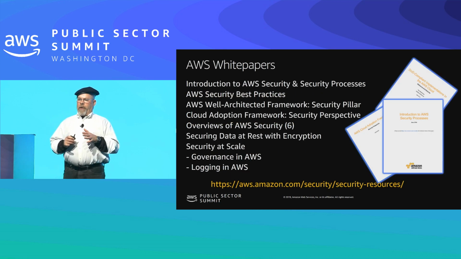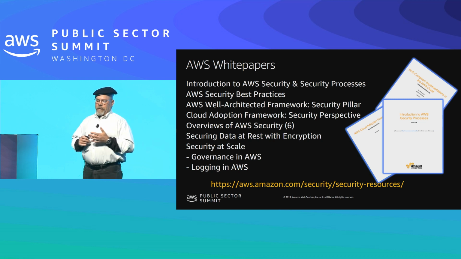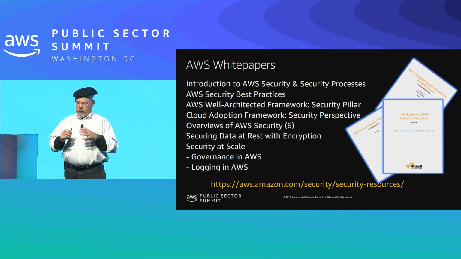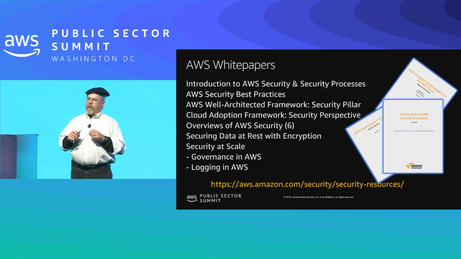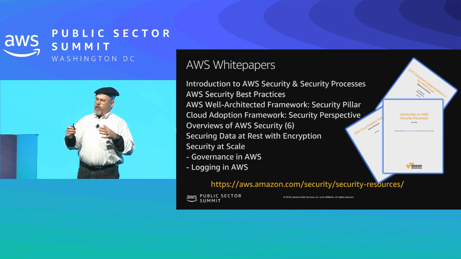Amazon has a lot of white papers around security, and I think we do a great job of documenting everything from best practices to processes. The well-architected framework has a big security section to it. There's 6 different overviews of AWS security. We're really sincere in delivering to you the most secure cloud infrastructure, and that doesn't work if you don't secure your product on top of that.